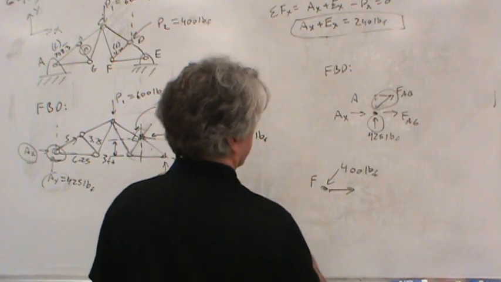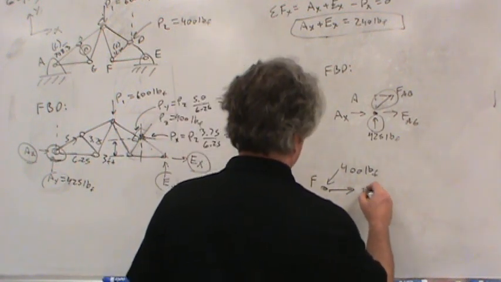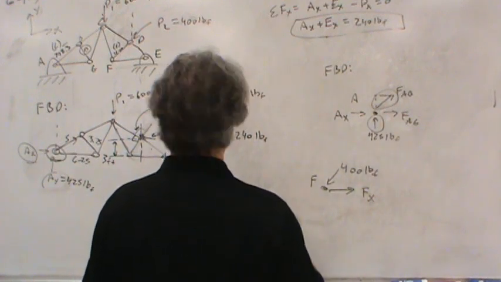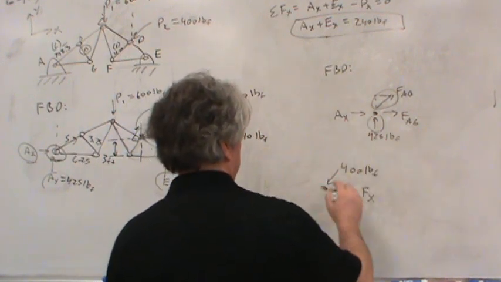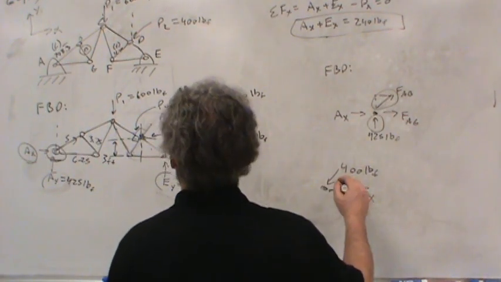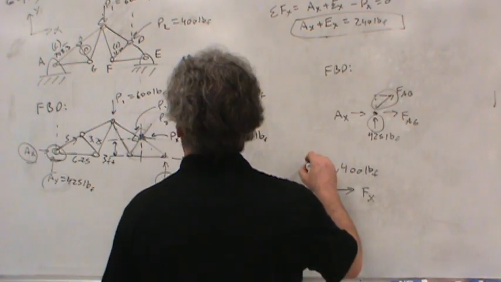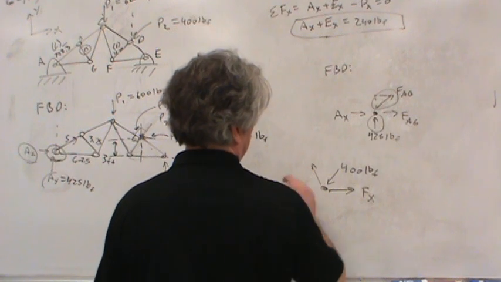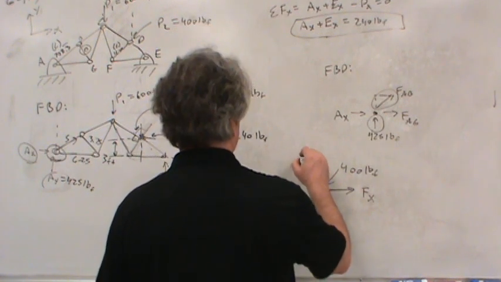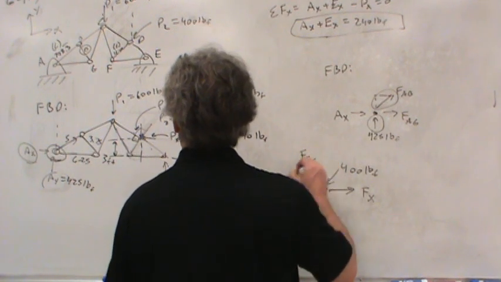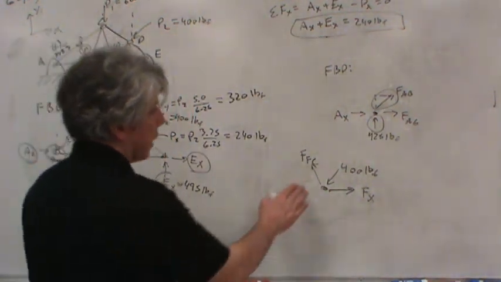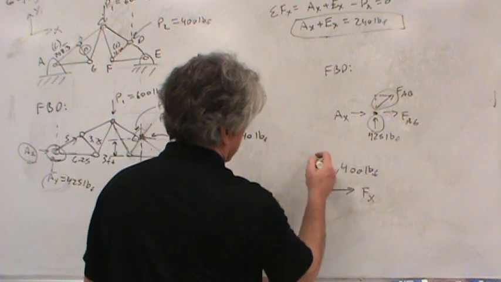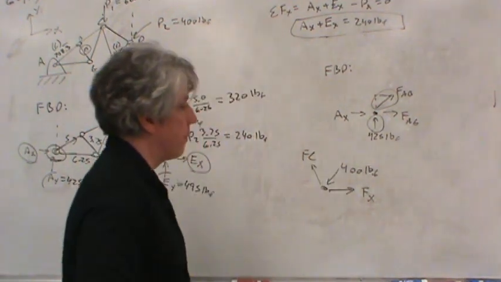Let's see, that's probably not the way I should write it. How about FX, something like that. And of course this is point F, like that was point A, because we've got forces to indicate. And then I will assume a positive direction for, well, I guess I have to call this FFC, something like that. The force in link FC is what I mean. And maybe we just call it FC. Just whatever you want to call it, it doesn't matter really.